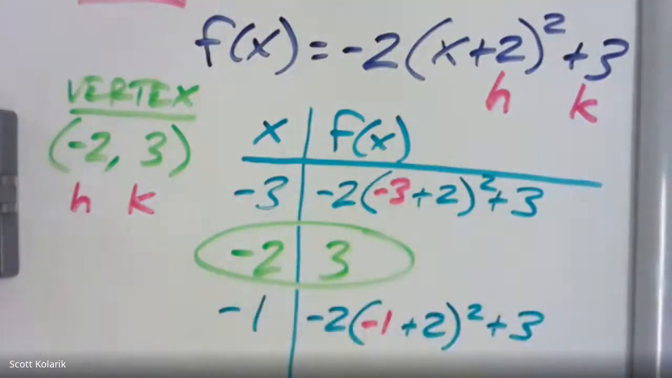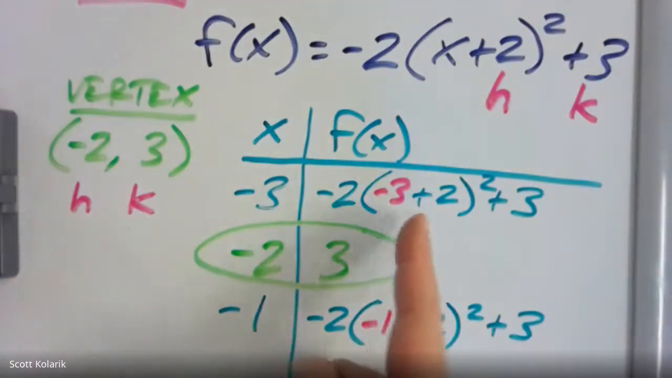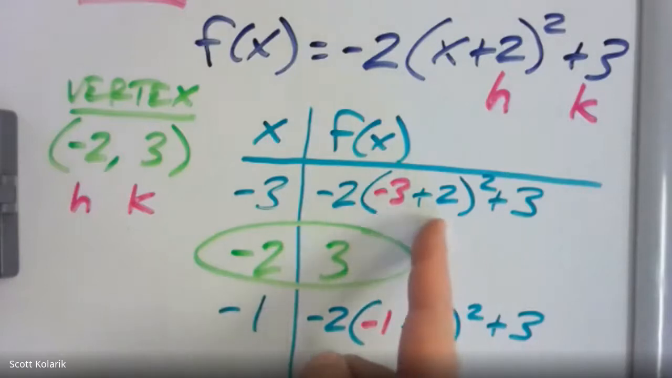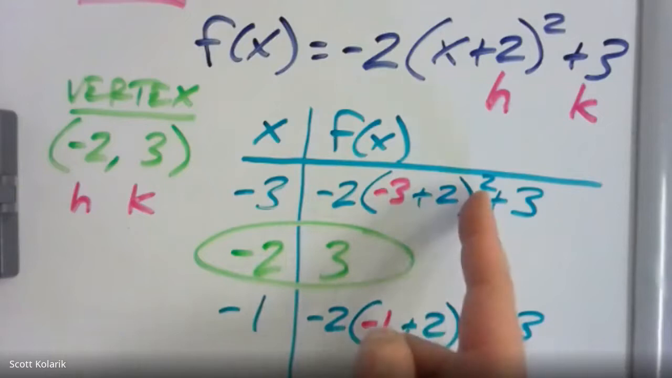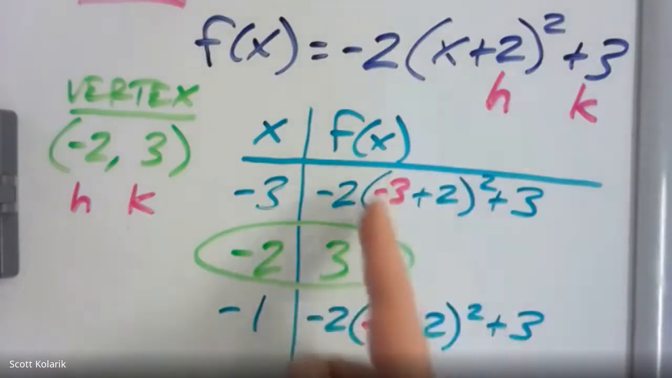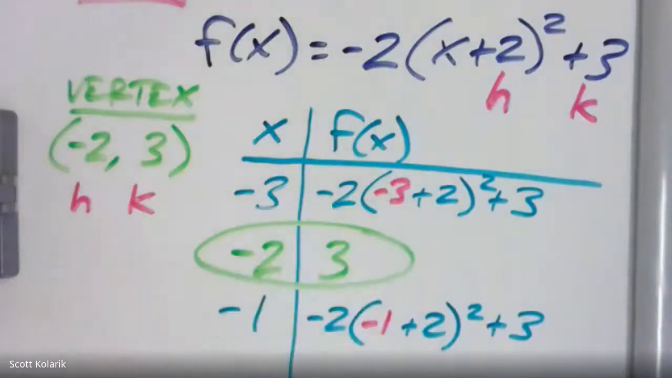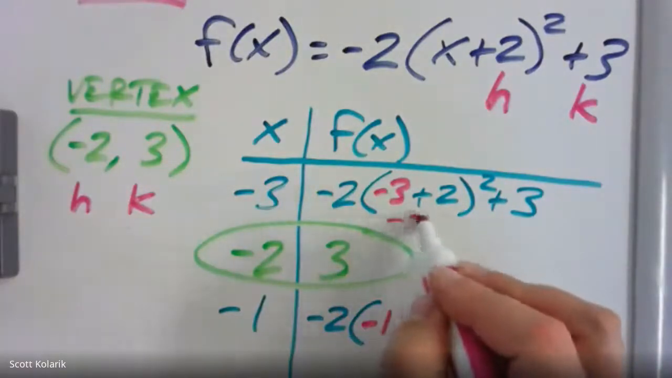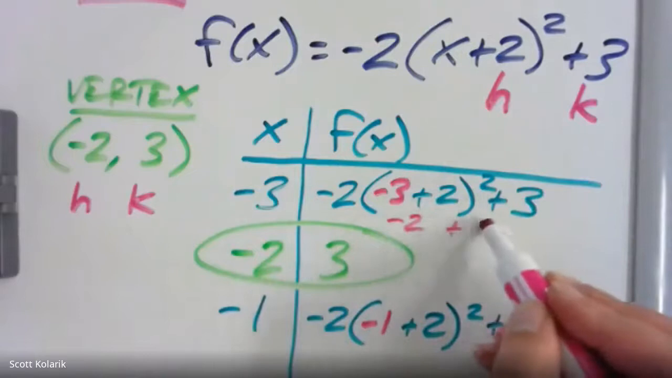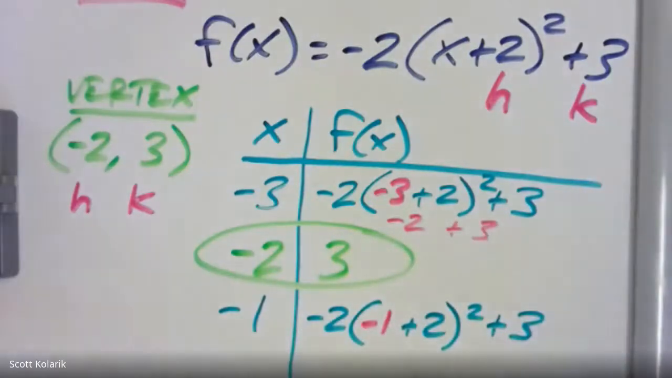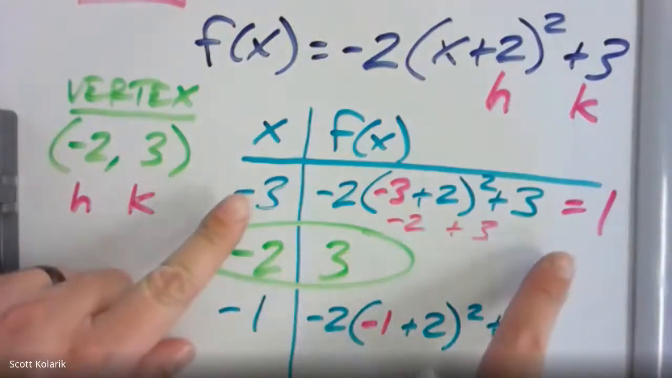The evaluation of coordinate points. And so just like the previous problem, I just got to be careful with order of operations. I'm going to deal with the parentheses first. So -3 plus 2 gives me a -1. -1 squared is going to give me +1. That +1 times -2 is going to give me a -2. And then I still have this +3 on the outside. -2 plus 3 gives me 1. And I've just created a coordinate point.